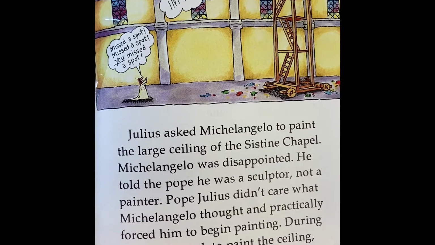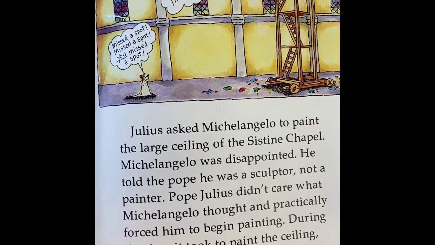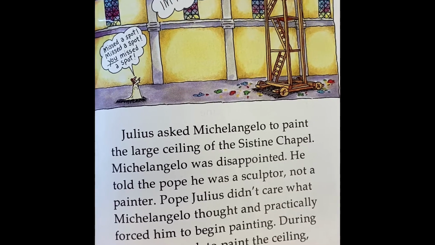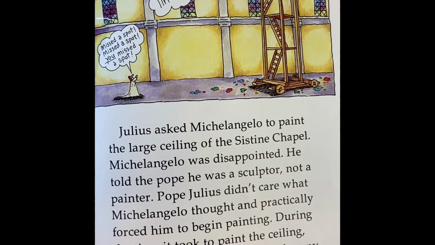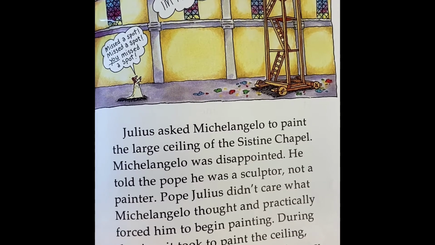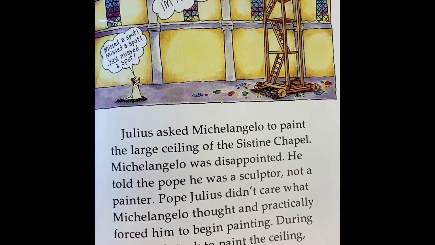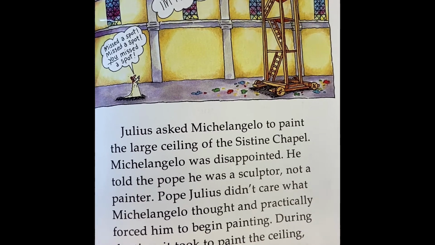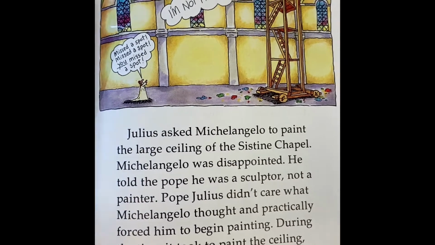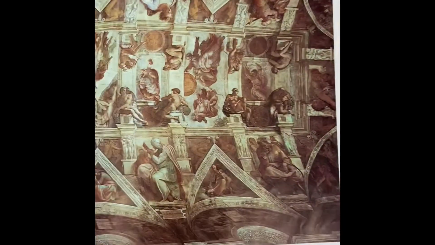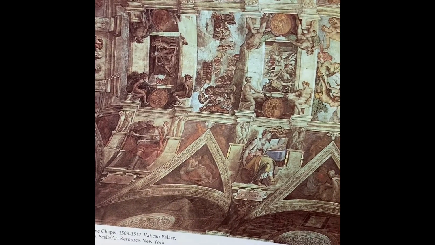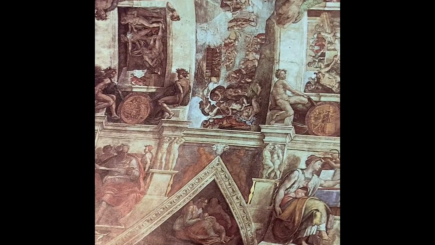Julius asked Michelangelo to paint the large ceiling of the Sistine Chapel. Michelangelo was disappointed. He was a sculptor, not a painter, and Pope Julius didn't really care what Michelangelo thought and practically forced him to begin the painting. During the time it took to paint the ceiling, the Pope and Michelangelo had many arguments. After 4 years, Michelangelo was finally finished painting that ceiling.